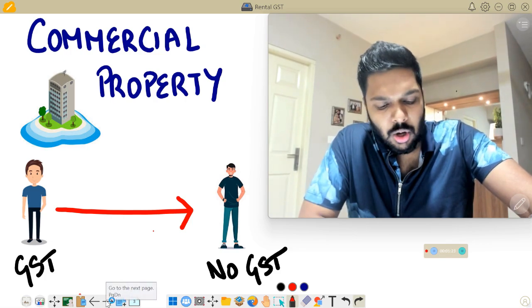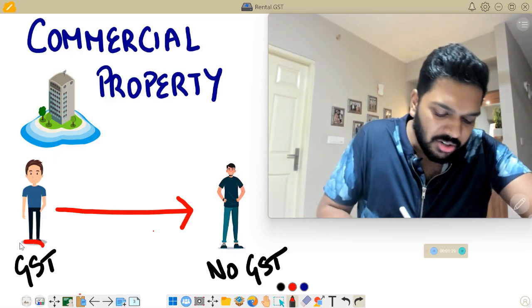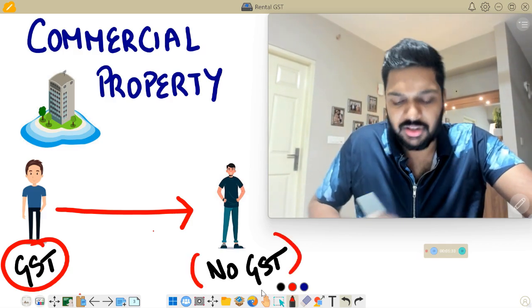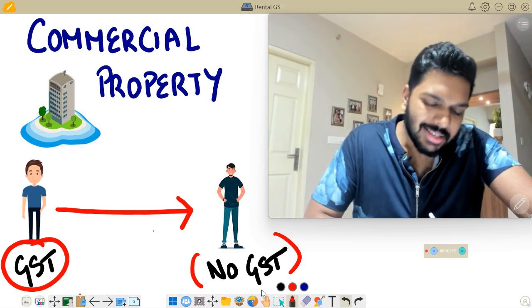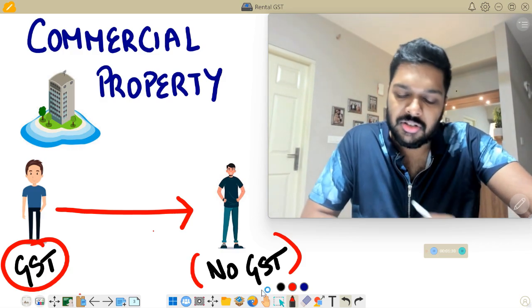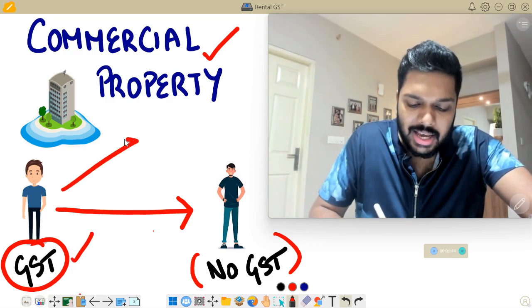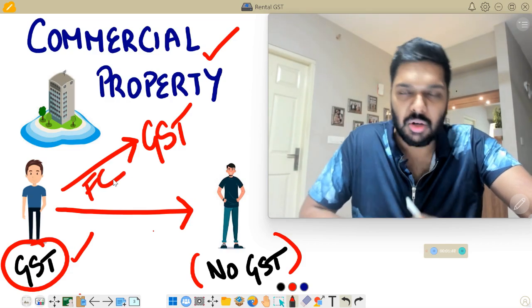We'll take the case of the same commercial property, but in this case the landlord has obtained a GST registration. The tenant, however, does not have a GST registration, unlike the last situation. In this case again, since the landlord is providing rental services in respect of commercial property and he has a GST registration, he is again liable to pay GST directly to the government on forward charge. Quite easy to understand.